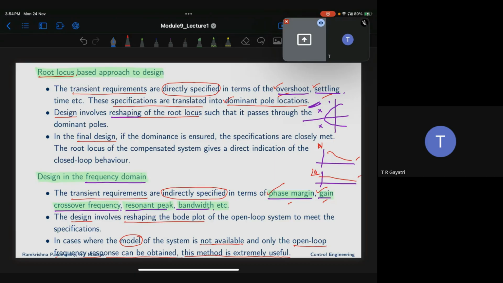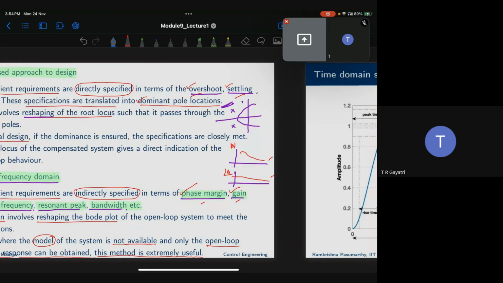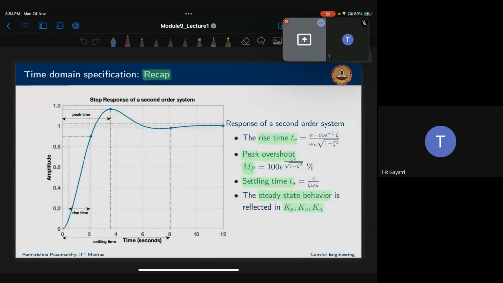Is this clear? Yes, sir. Generally in the time domain, we have rise time, peak time, and settling time. These three represent the transient behavior.